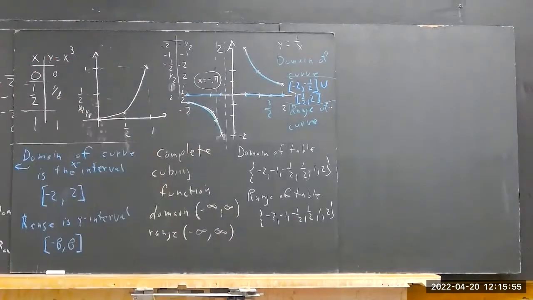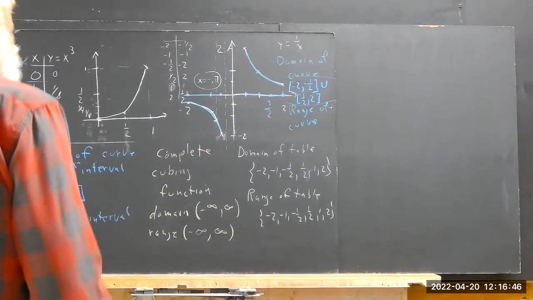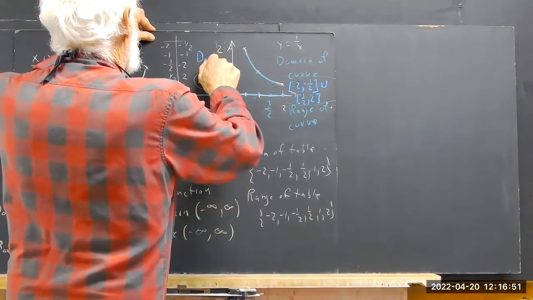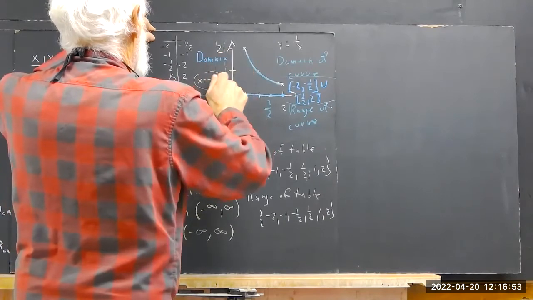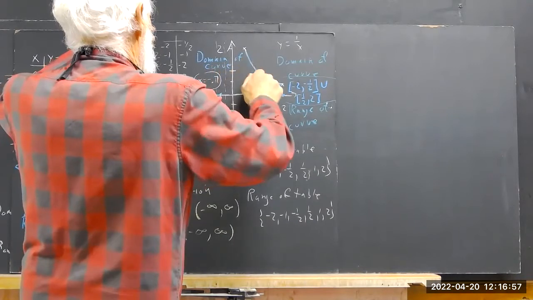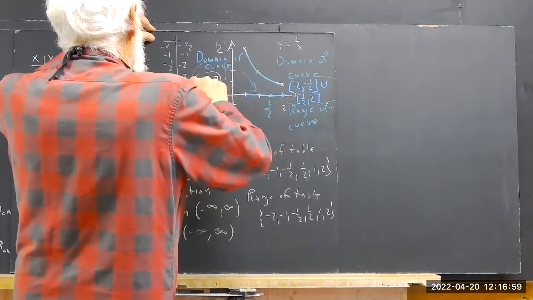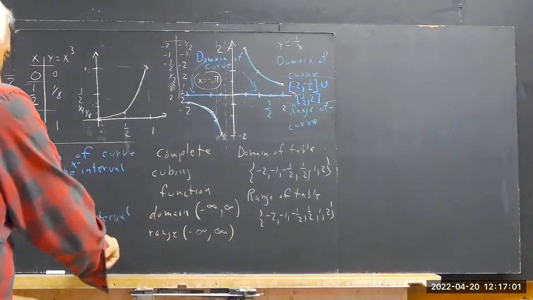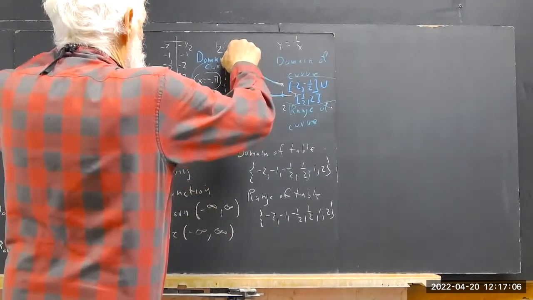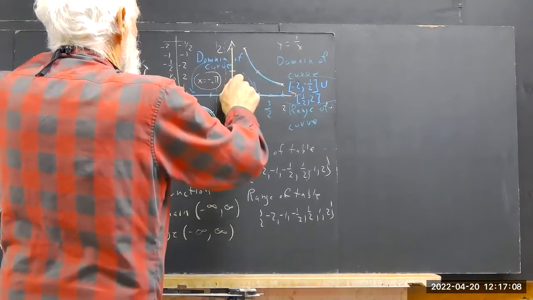Got a question. Okay, so anyhow, in blue here is the domain. It's here and here. The range of the curve, well, it's all the y values that correspond to points on the curve.